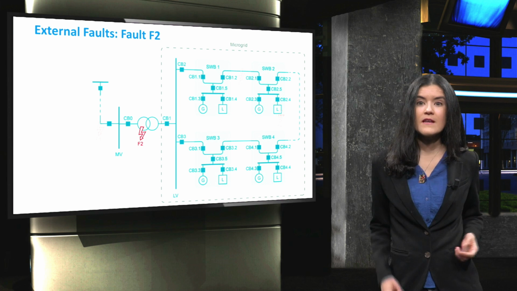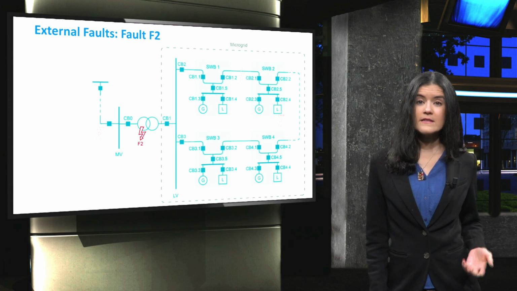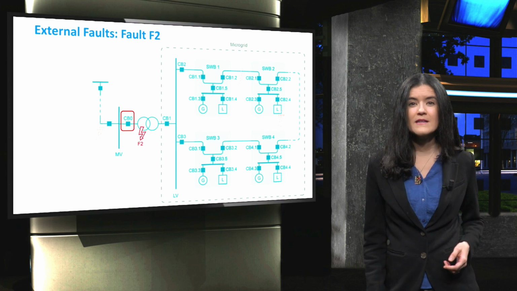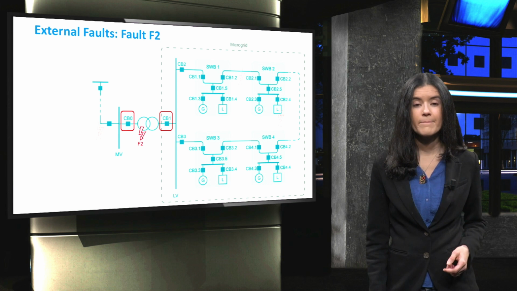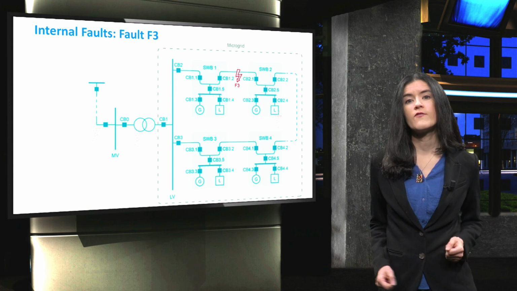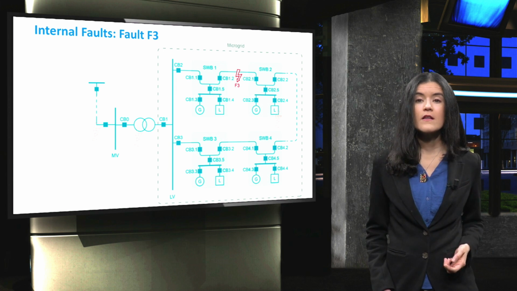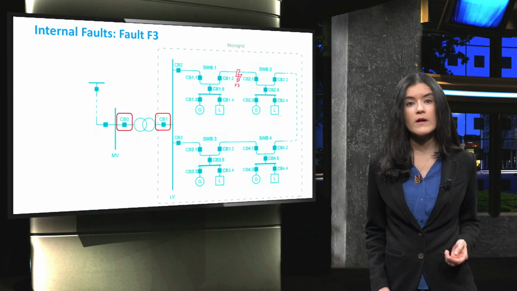Let's see what happens if the fault occurs at F2. In this case, CB0 will immediately disconnect after sensing the high fault current provided by the upstream network. CB1 will open simultaneously by the follow-me function of CB0. If the fault occurs at F3, the largest portion of fault current is provided by the grid through CB1.1, CB1.2, CB2, and CB1 or CB0.